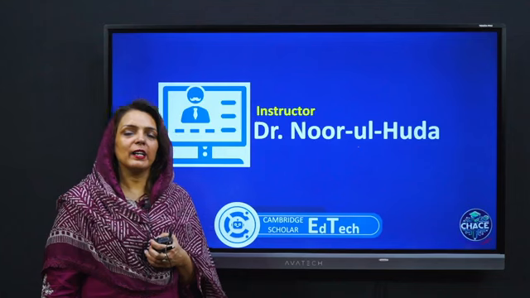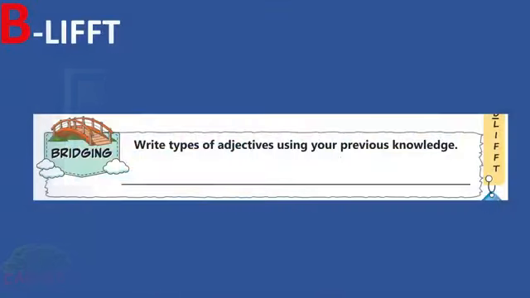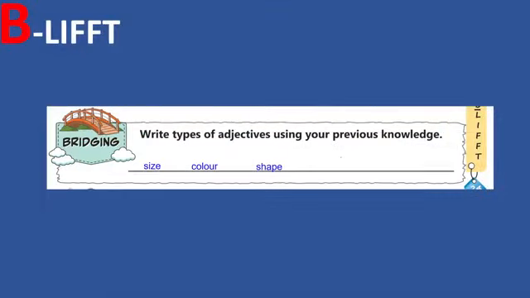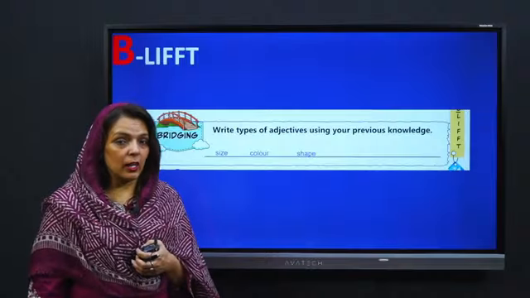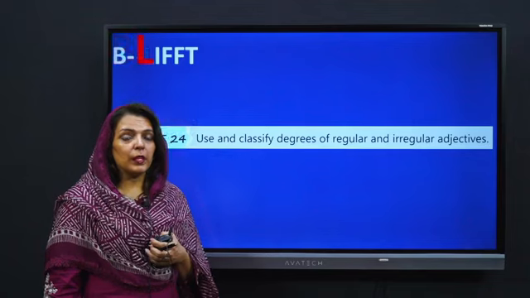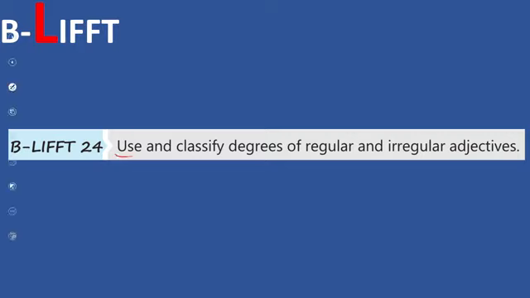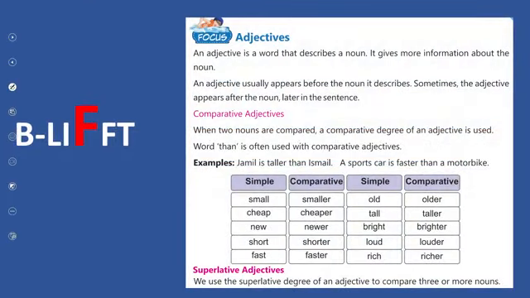I'm sure that by now you have already done your bridging activity. And this time your answer somewhat does have to match mine, because you have to write the types of the adjectives which you have already done in your previous classes. Why are we doing this? Because this is the demand of the SLO, which clearly says that we have to use and classify degrees of regular and irregular adjectives. Now this is your focus, but we are going to study it deeply.